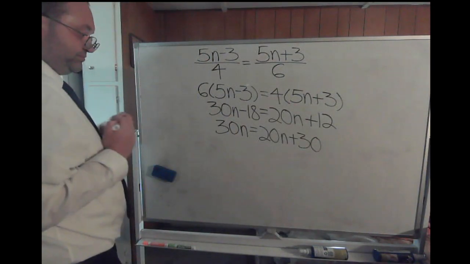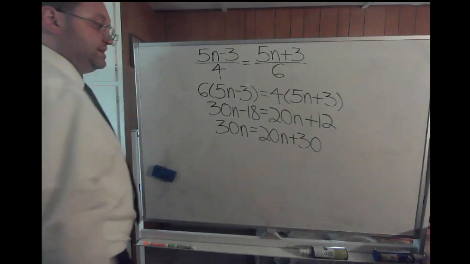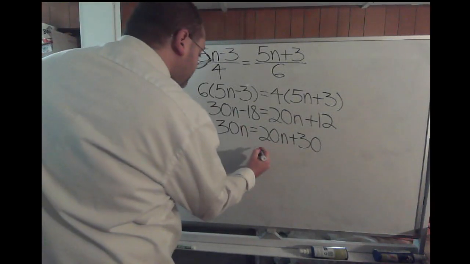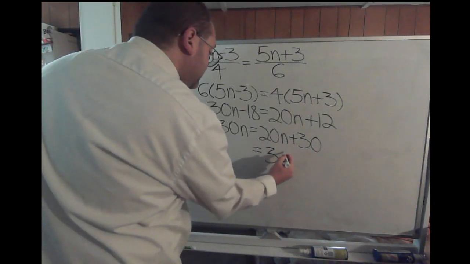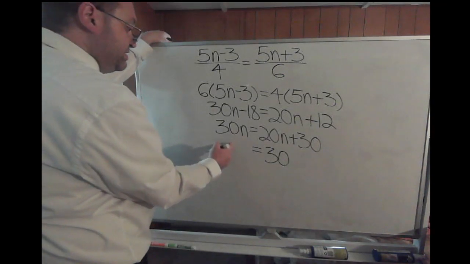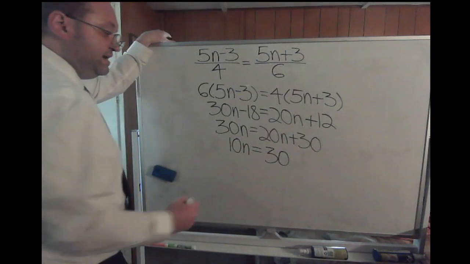Alright. Now, we want to get that 30 by itself on the right-hand side. We want to remove the 20n from the right-hand side. So we have to subtract 20n from the right-hand side. If we do that, you get 30 by itself. But you got to do it to the left side also. So 30n minus 20n, that would be 10n. Now you have 10n equals 30.